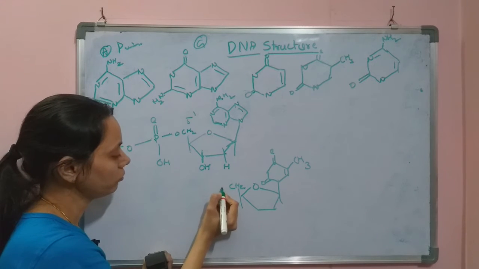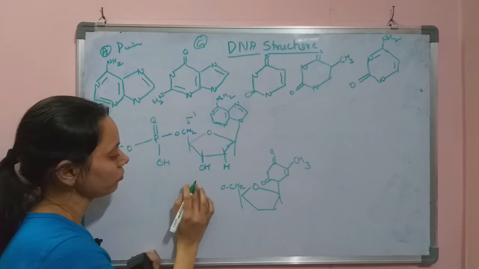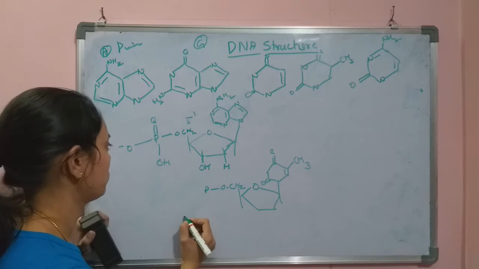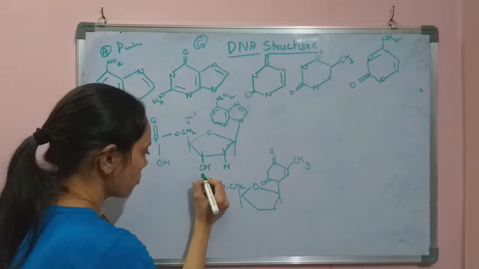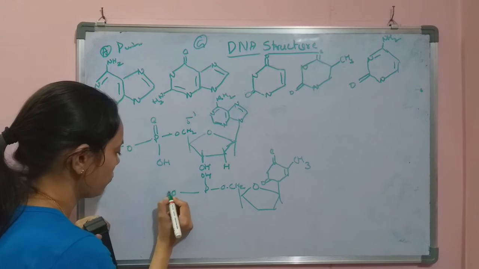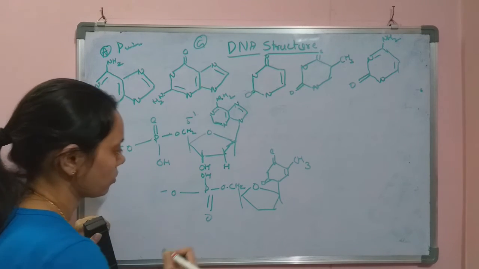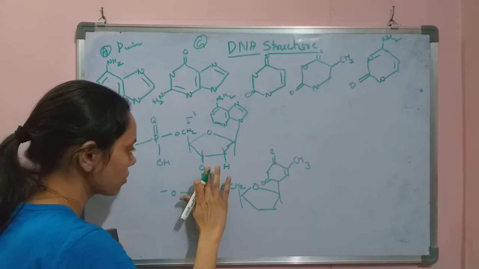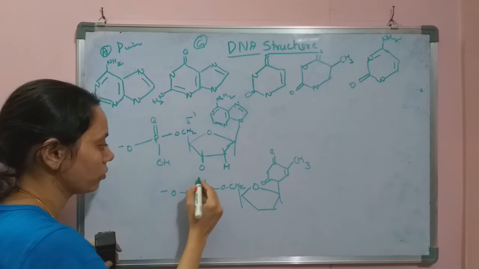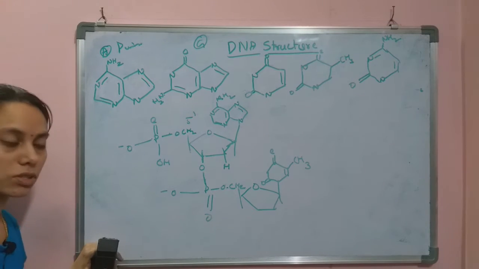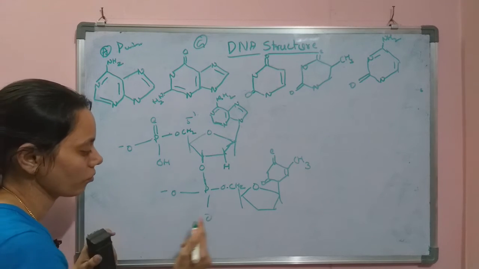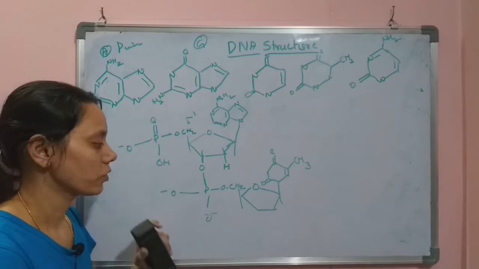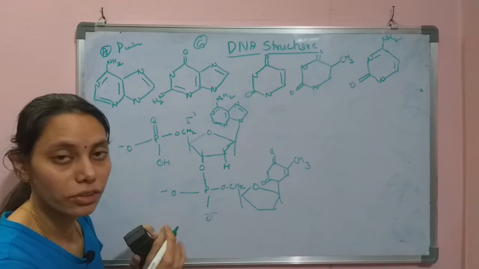So between two phosphate moieties which are facing each other, the phosphodiester bond will be formed. That means there is a loss of a water molecule to make this phosphodiester bond. So that is how the phosphodiester bond will be formed between two adjacent nucleotides.